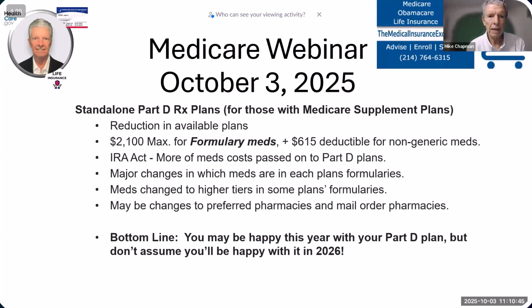Now, with a Medicare supplement plan, you would marry that with a standalone Part D prescription drug plan. And there is a reduction in the number of available plans for next year. There is a maximum that you will spend for medications that are in a plan's formulary of $2,100. And then the next year, the Part D or prescription drug deductible for these plans is $615 for anything but the cheapest generics. So, one of the things that I'll do in the recommendations will be to suggest you consider purchasing prescriptions that could be cheaper through other means, whether that's GoodRx, Amazon Prime, or even through Canadian Pharmacy.